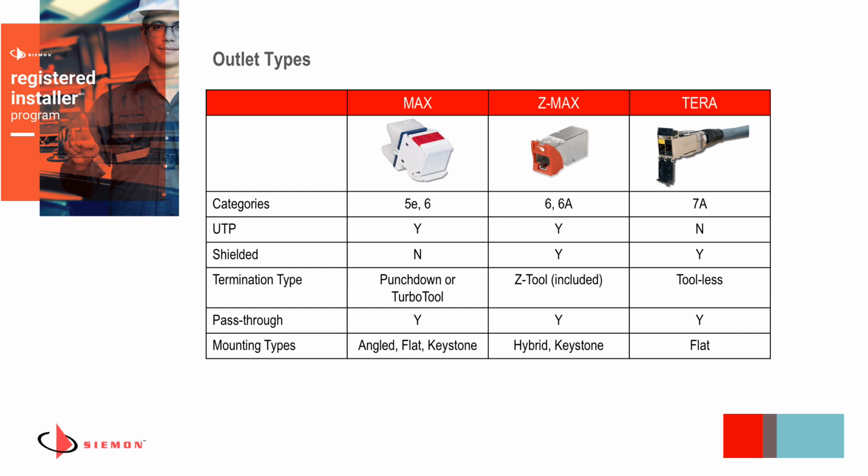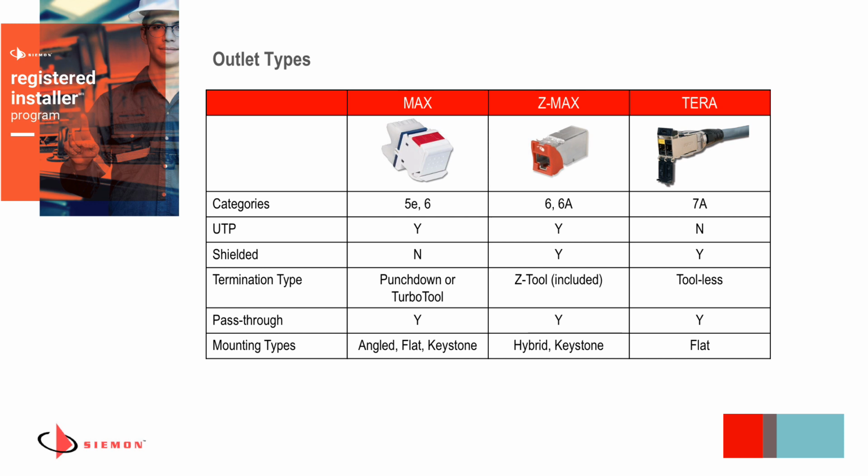A little bit different from the MAX outlet, the ZMAX outlet can be mounted in either flat or an angled orientation, so you don't have to specify that when you're ordering that. There is a Keystone variation for that that's a little bit different for those third-party mounting, but the flat and angled are all referred to as a hybrid style outlet for ZMAX, so it can do either or. Then the final outlet, which we referred to before, is the Terra outlet.